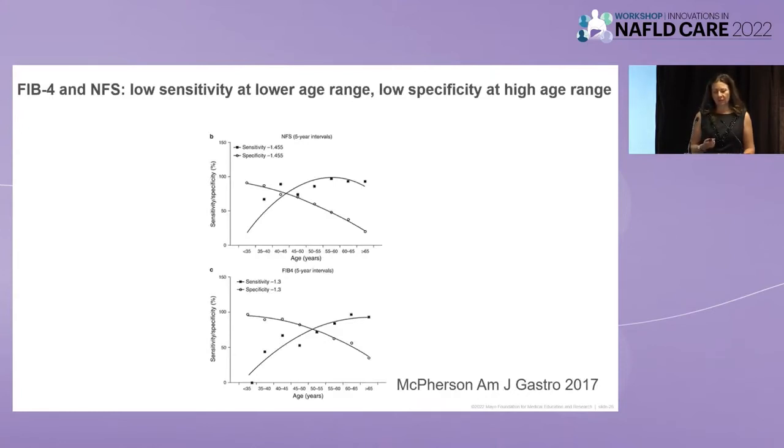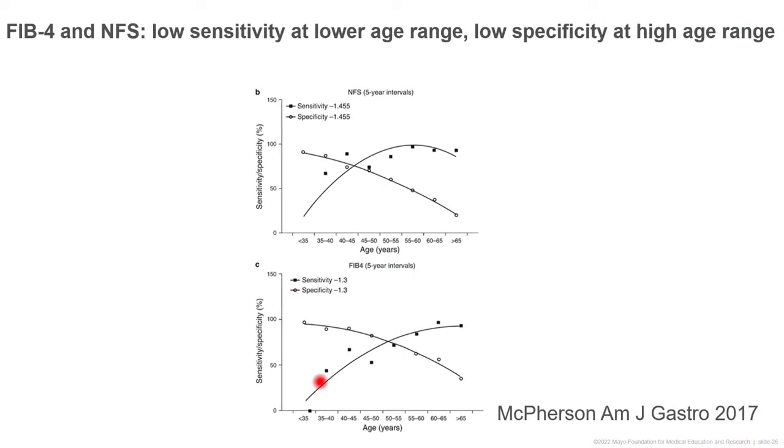I like this graph because it shows NFS at the top, FIB4 at the bottom, the sensitivity and specificity across age strata. And if you follow FIB4, because we've focused on this so much in this talk, if you follow it here, sensitivity is in these squares. And remember, I talked at the beginning about the need of having a highly sensitive test in the population to identify. It is useless at age 35, 35 to 40. And then it starts to become a bit more sensitive as the age increases.